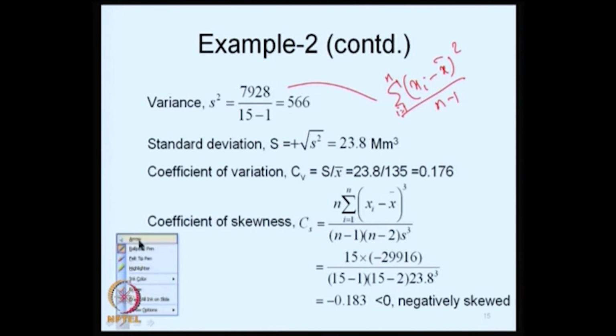Remember that the coefficient of skewness can be negative. So, when it is negative, we get a negatively skewed distribution.